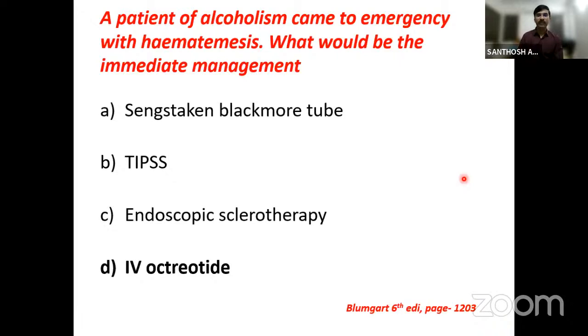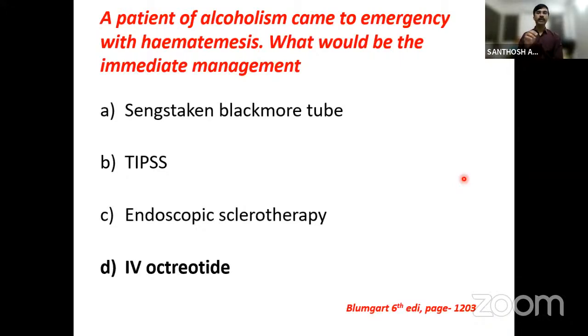What is secondary prophylaxis? The patient has already bled. Number two, we have tackled that emergency situation. Now there is a chance of developing further varices. To prevent that, we give propranolol. So the role of propranolol is only in prophylaxis and not during immediate bleeding. Dr. Deetha, PPI can be given, but the option is not there. Okay, PPI can definitely be given. So among the given options, IV octreotide is the most suitable option.